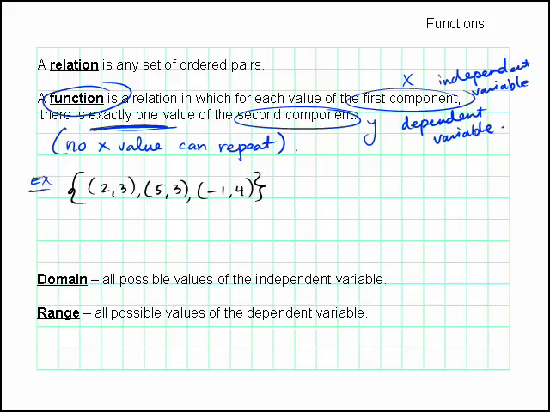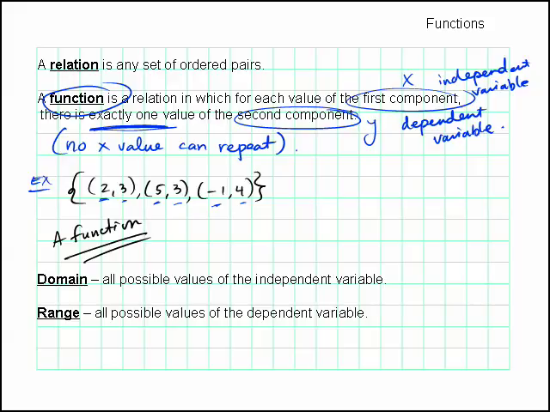So when x is 2, y is 3. X is 5, y is 3. X is -1, y is 4. Did any x value repeat? No, they did not. All the x's were different: 2, 5, and -1. The y values did repeat, though. You'd have a 3 and a 3 here. That's okay, though. This, from the definition, does meet the requirements of a function. This is a function.